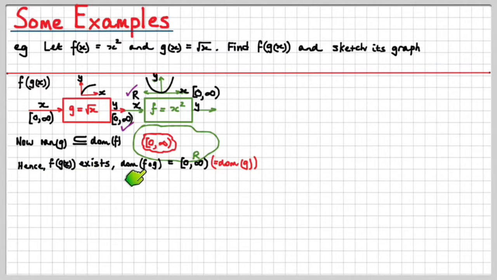And we know that the domain of fog, therefore, is the domain of the left-hand side of it, which is from 0, including 0, up to infinity, okay? It's the domain of g of x, yeah? And the range of fog is basically what comes out this end.